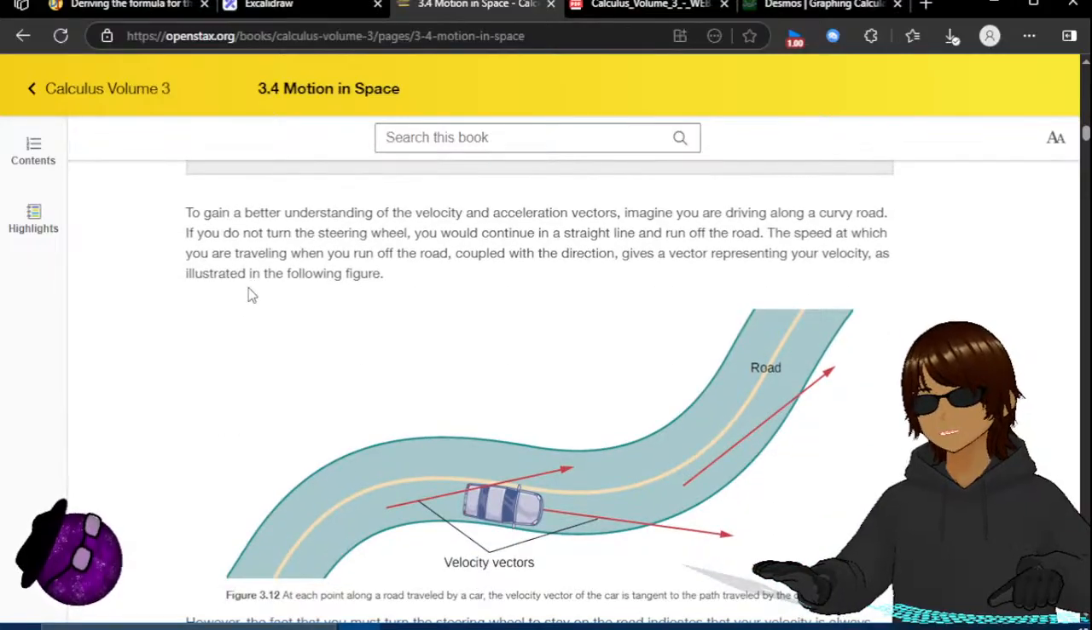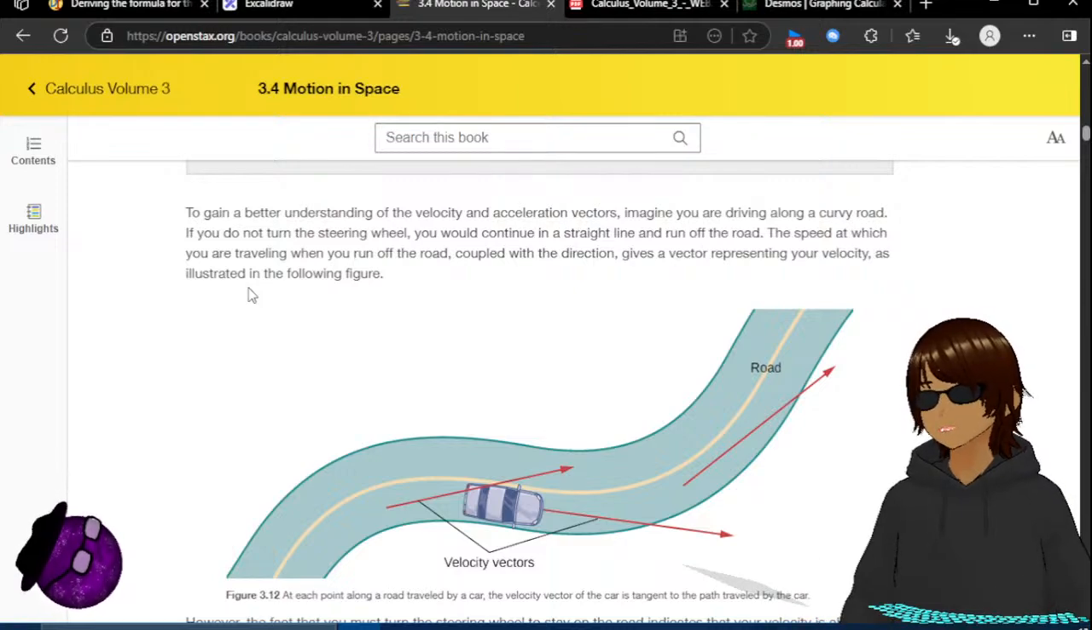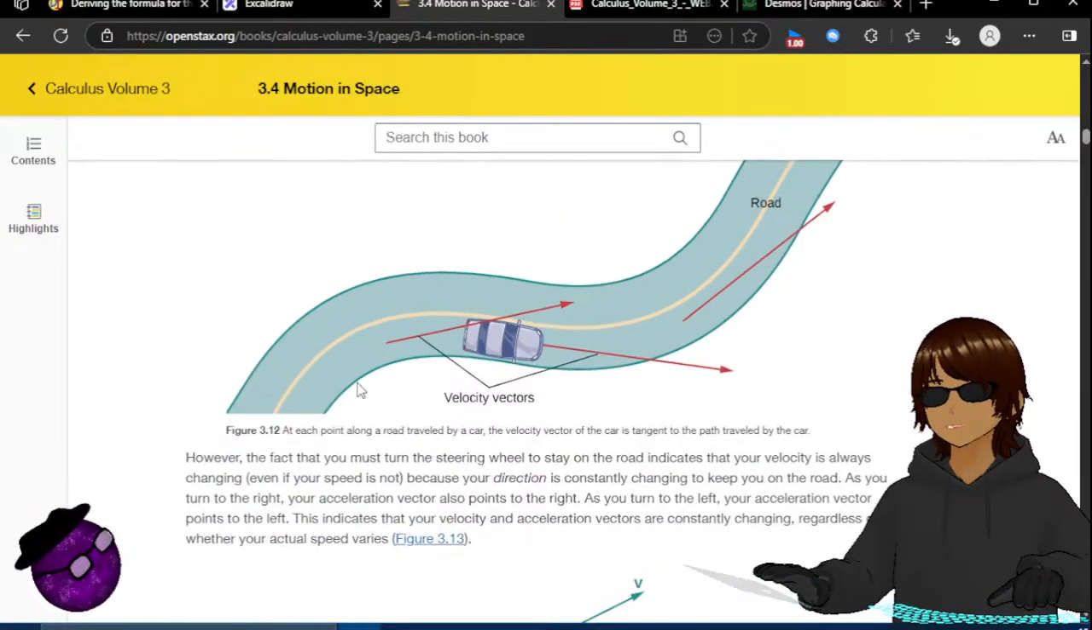To gain a better understanding of velocity and acceleration vectors, imagine you are driving along a curvy road. If you do not turn the steering wheel, you would continue in a straight line and run off the road. The speed at which you are traveling when you run off the road, coupled with the direction, gives you a vector representing your velocity, as illustrated in the following figure.